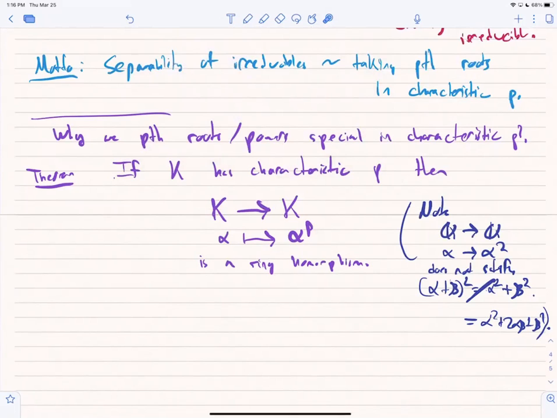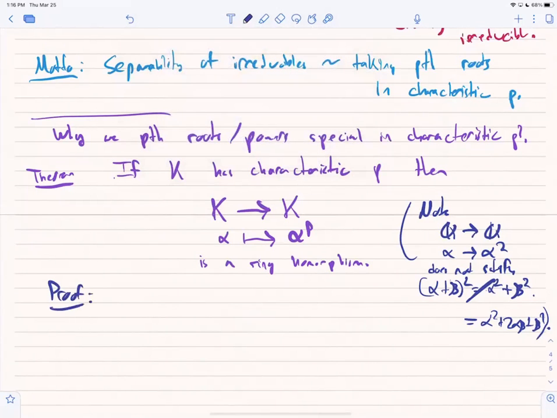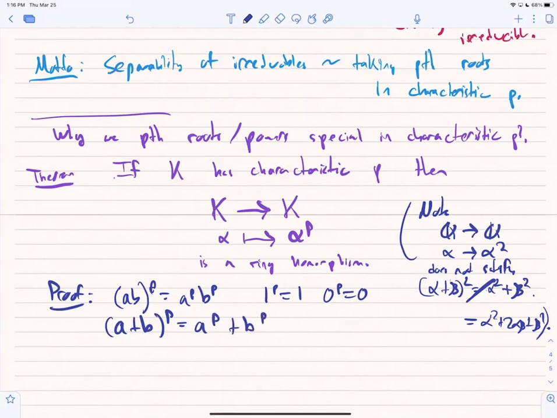And so in general, in the proof, taking p-th powers clearly respects multiplication. Like, ab to the p is equal to a to the p, b to the p. So that's easy. 1 to the p is equal to 1. That's easy. 0 to the p is equal to 0. That's easy. So the only question is why a plus b to the p is equal to a to the p plus b to the p. And that follows from this thing about binomial coefficients.